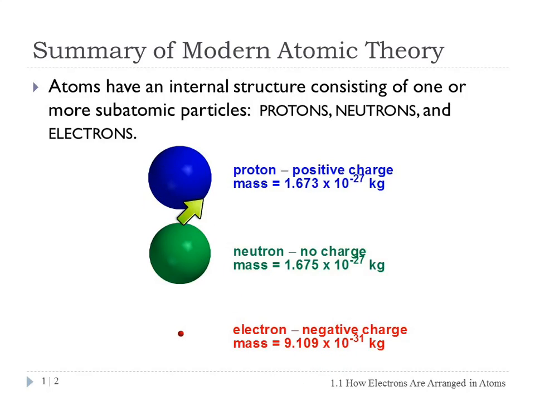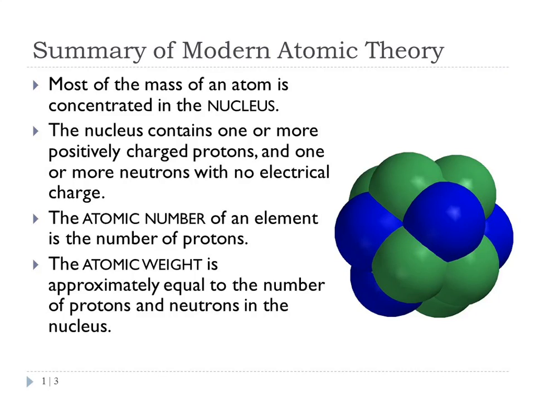So the proton has significant mass on an atomic scale, and the neutron also has significant mass. The mass of the neutron is almost exactly the same as the proton, but the proton is positive. Proton starts with a P, positive starts with a P. A neutron is neutral, and the electron has a negative charge and is much smaller. So most of the mass is concentrated in the nucleus of the atom. So here's an illustration of a nucleus. That's the protons and the neutrons. Those are all in the nucleus, and then the electrons are on the outside somewhere.